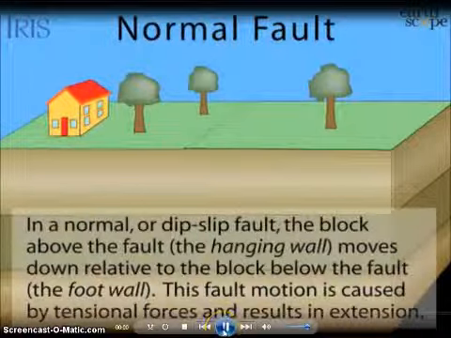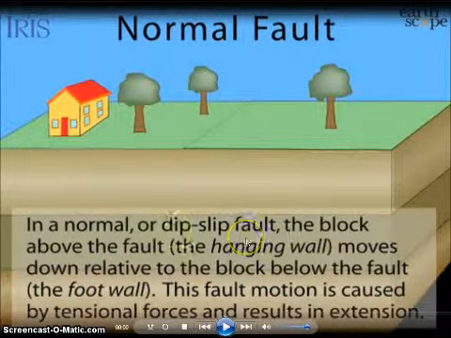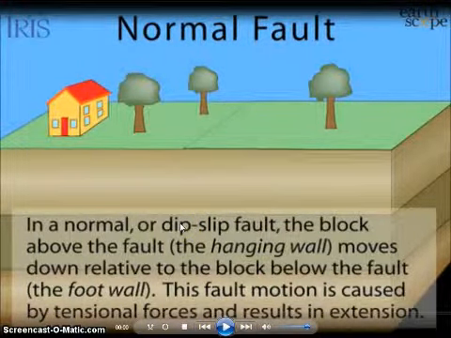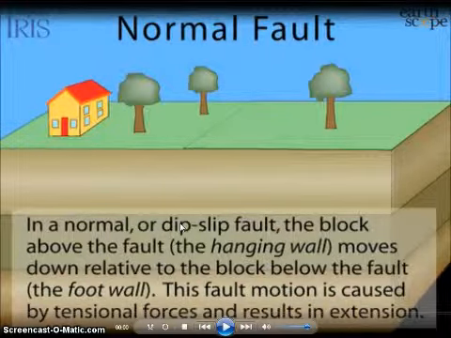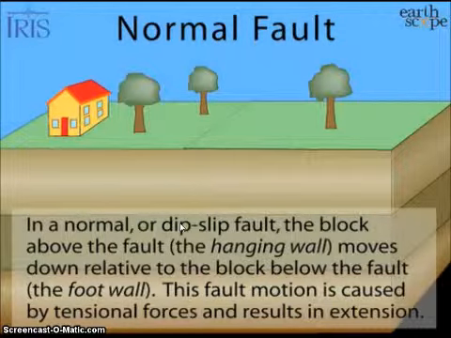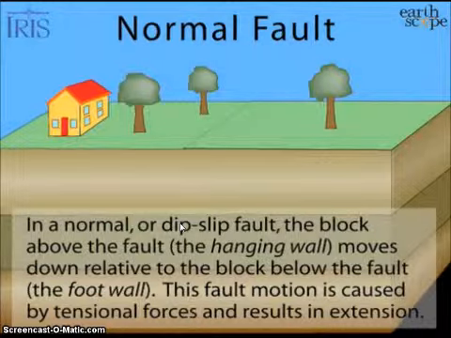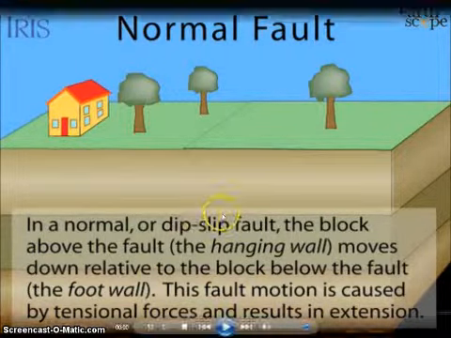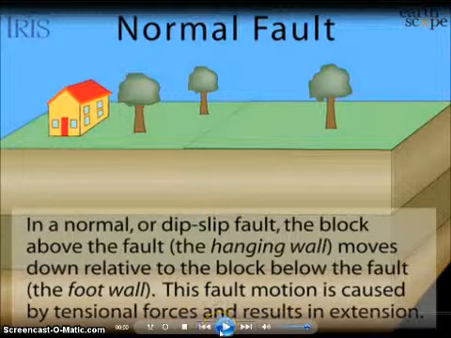The next fault that we are going to be looking at is the normal fault. So as you can see, it has a dip. It's also called the dip or slip fault. The block above the fault, the hanging wall, moves down relative to the block below the fault, which is the footwall. This fault motion is caused by tensional forces and results in extension. So I'm going to hit play and watch what happens.